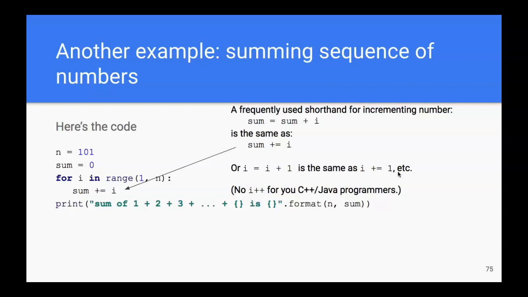For the C++ or Java programmers among you, you'll be wondering, is there an I++ statement in Python? The answer is no, you cannot do that. For a number of reasons, you can probably do a little search online for why Python doesn't like this particular type of statement. So if you want to increment by one or decrement by one, use this.